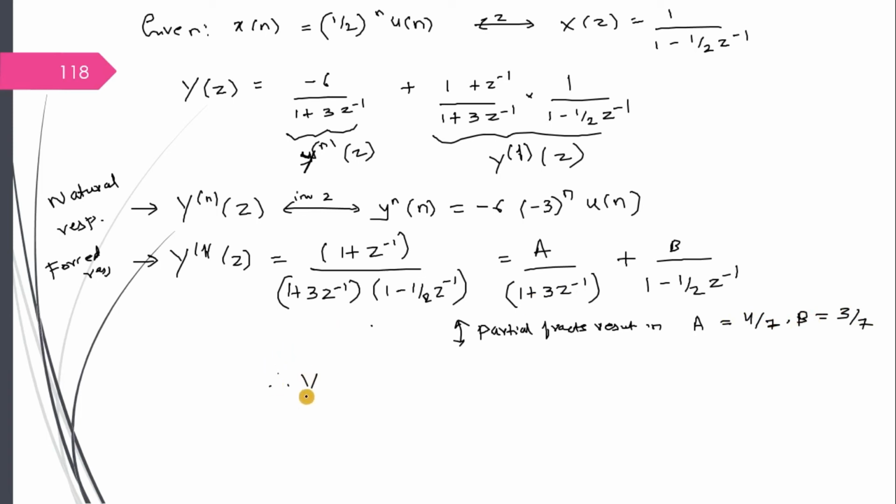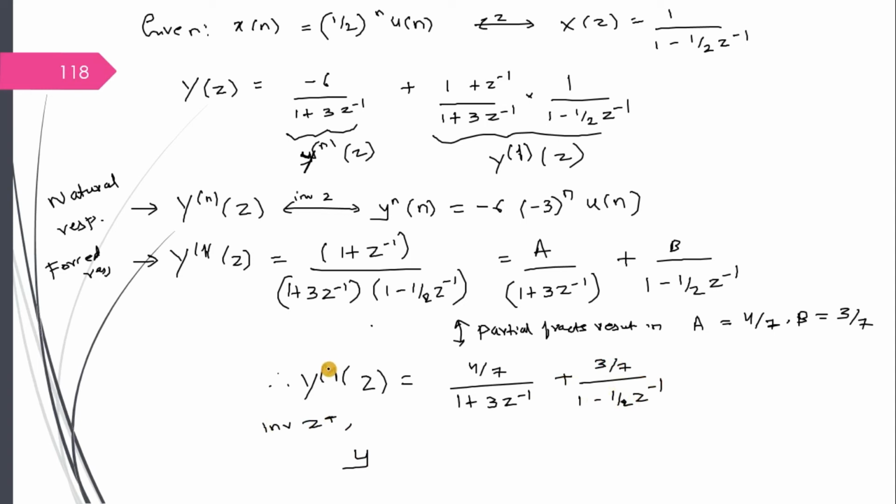So therefore, capital Y f of z is equal to 4 by 7 divided by 1 plus 3 z inverse, plus 3 by 7 divided by 1 minus 1 by 2 z inverse. Very simple. Now if I take its inverse ZT, what do I get? Y f of n is equal to 4 by 7 taken out. Here plus is there, hence minus 3 raised to n u of n.